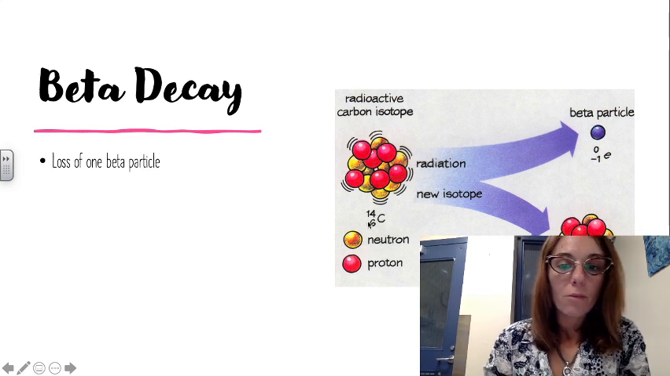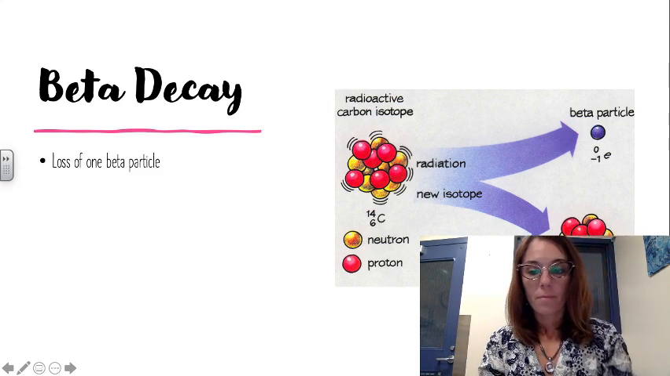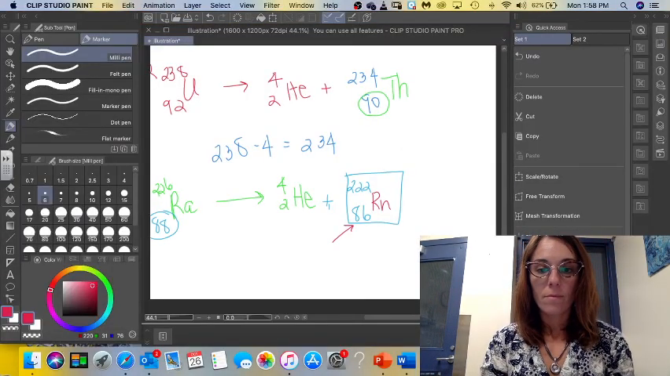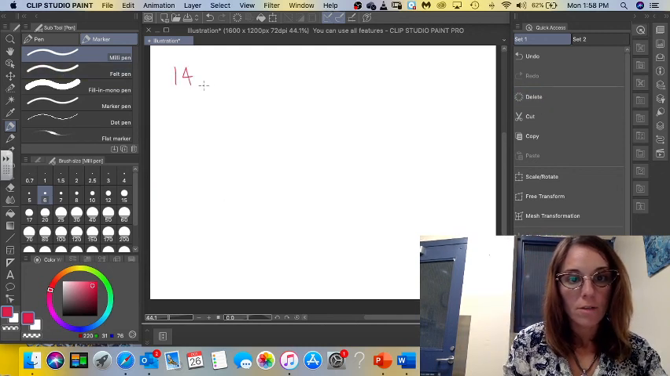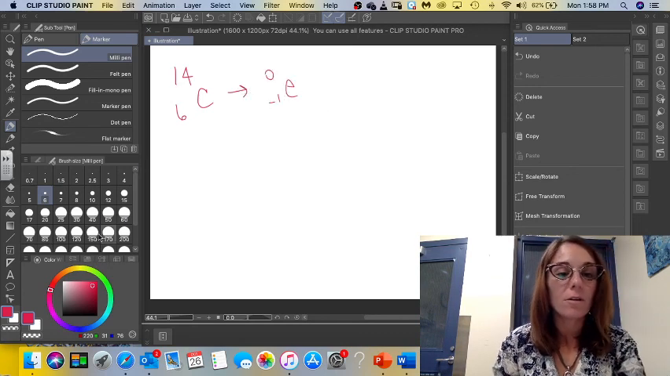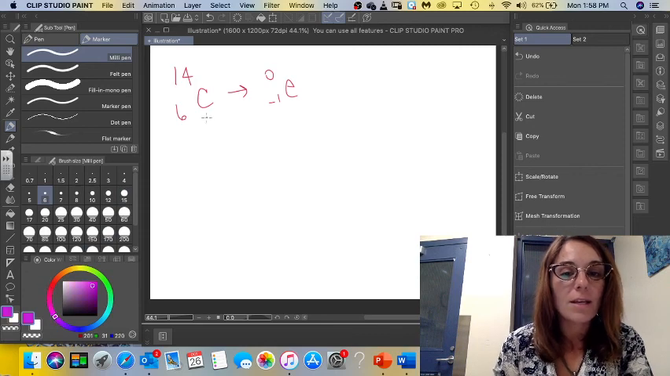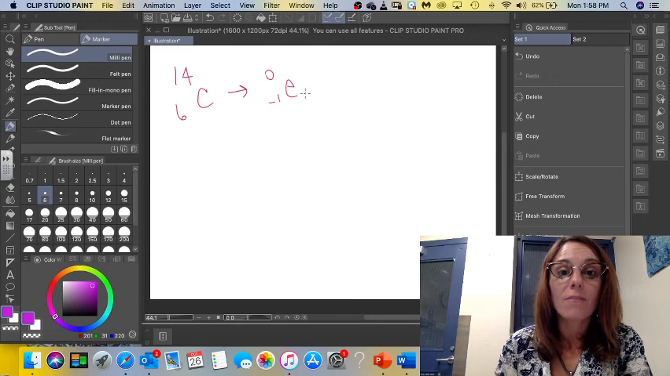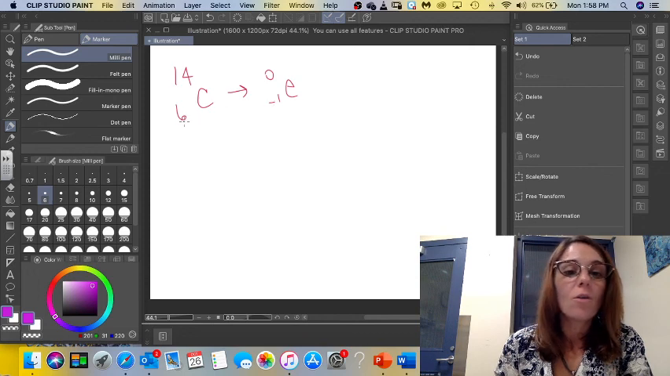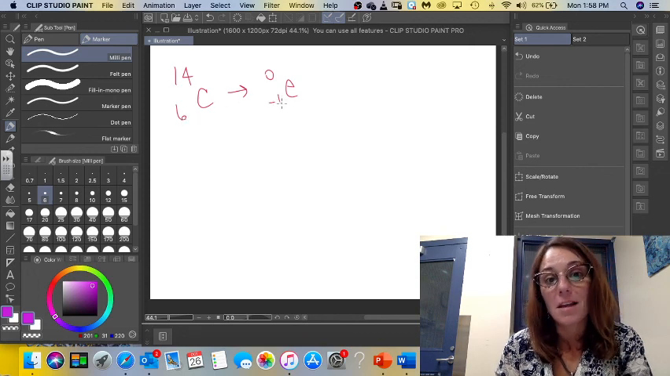So going through this equation, we've got 14 carbon 6. It's going through a beta decay, so we've got our beta particle. When you are doing beta decays, people always forget how to do math with negative numbers. This is a negative number, so please be very careful. We are not doing 6 minus 1. We're doing 6 minus negative 1.